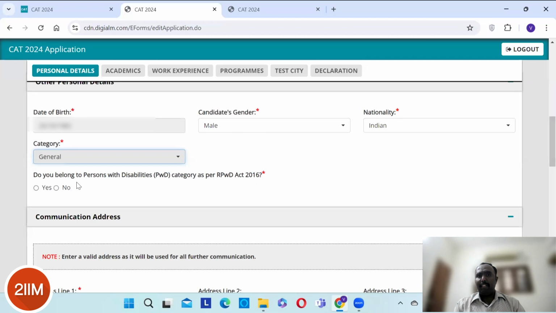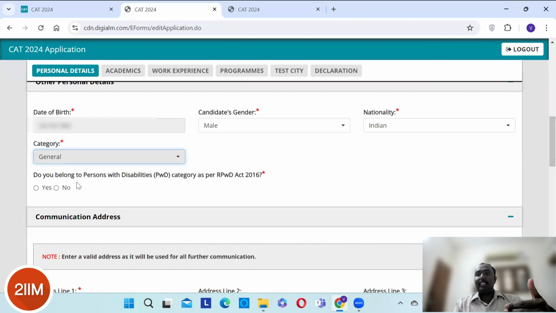There are two types of reservation category when it comes to caste-wise. One is NC OBC, that is non-creamy layer, other backward caste, for which the income of the parents should be less than 8 lakhs per annum. That is the first. And second, you should have the backward caste certificate that is produced by the state government, not necessarily by the union government or central government. It has to be produced by the state government. So that is the second criteria.